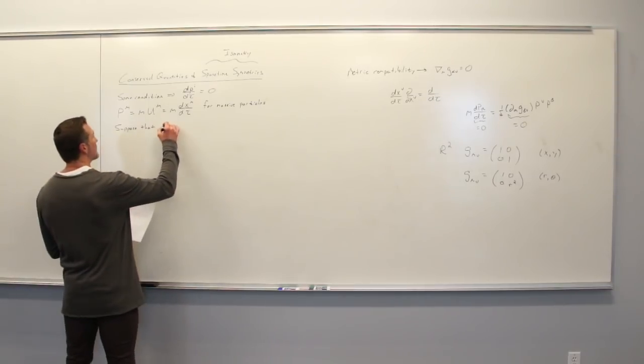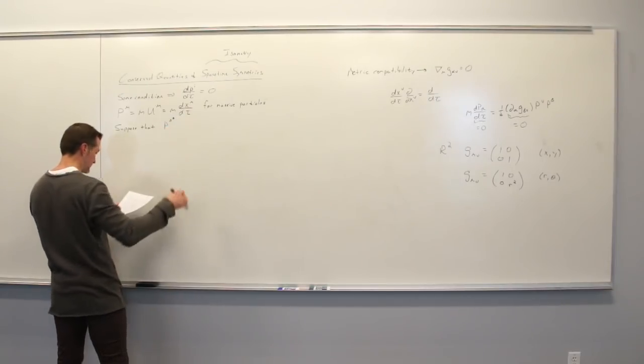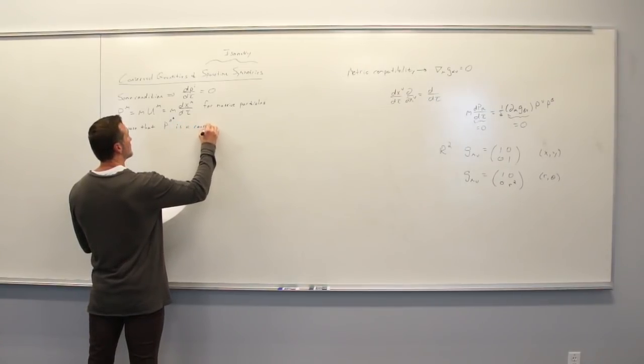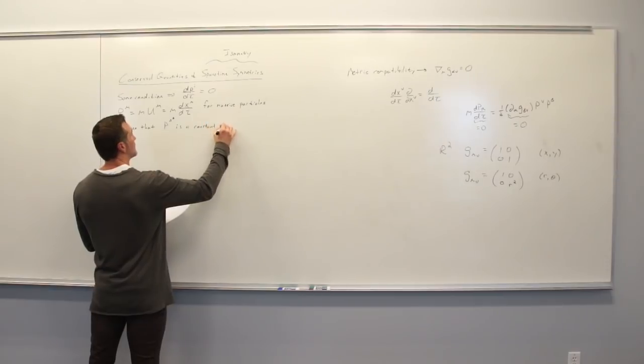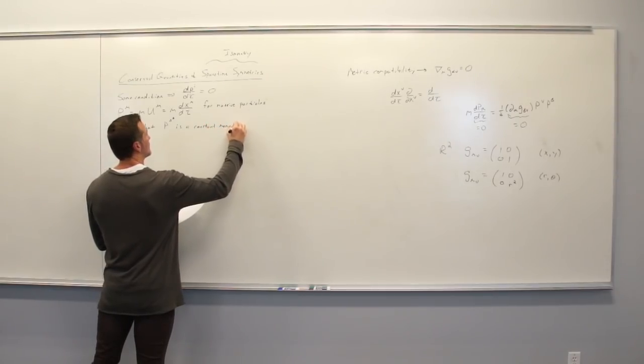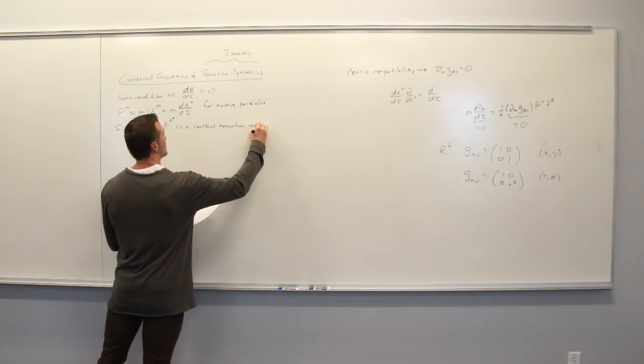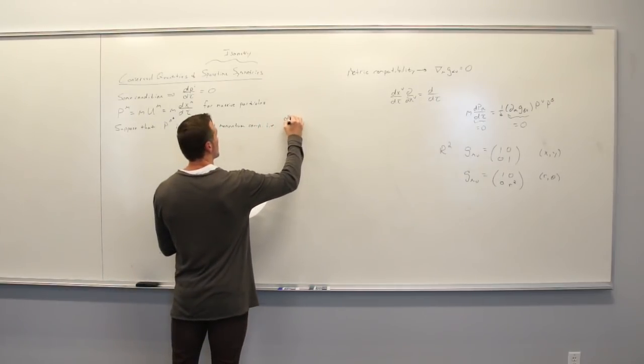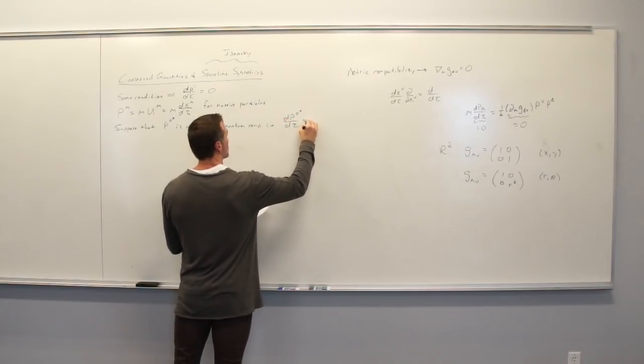Okay, suppose that P sigma star is a constant momentum component, i.e. dp sigma star d tau equals 0.